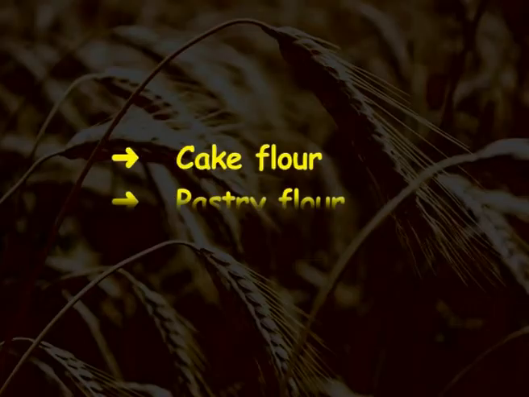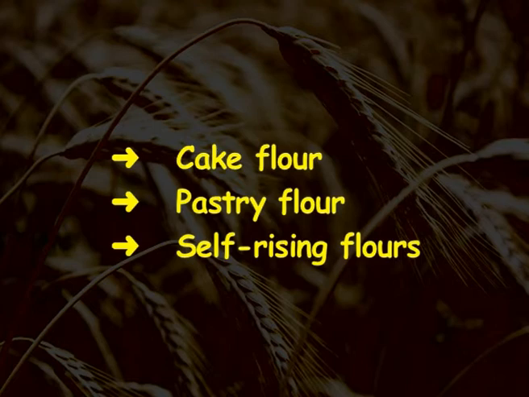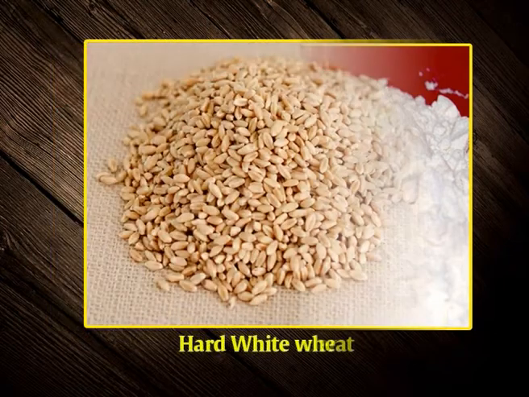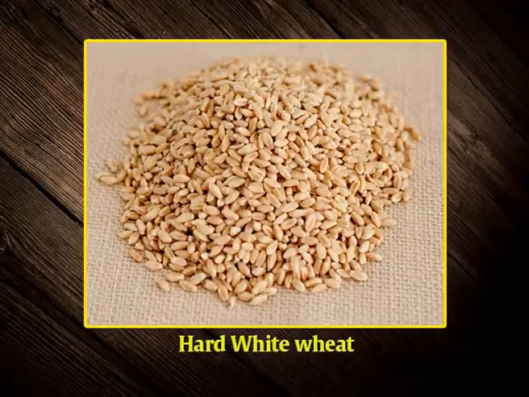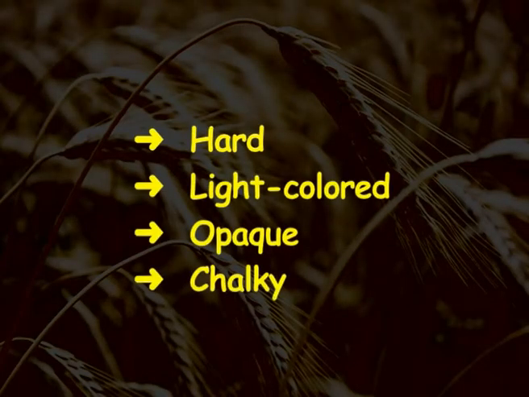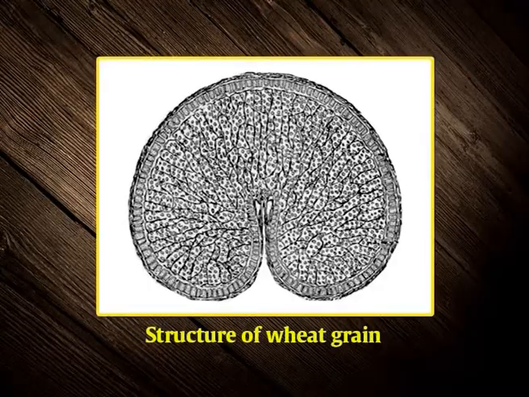Cake flour, pastry flour, and some self-rising flours with baking powder and salt added, for example, are made from red winter wheat. Hard white: hard, light colored, opaque, chalky, medium protein wheat planted in dry, temperate areas, used for bread and brewing. Structure of wheat grain.